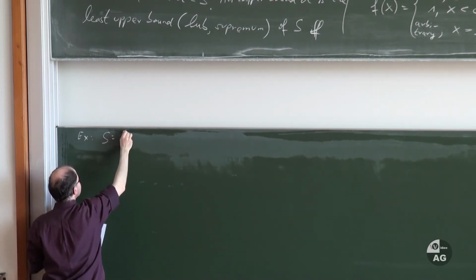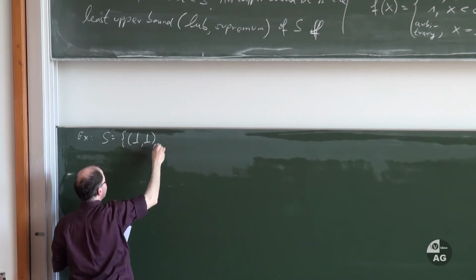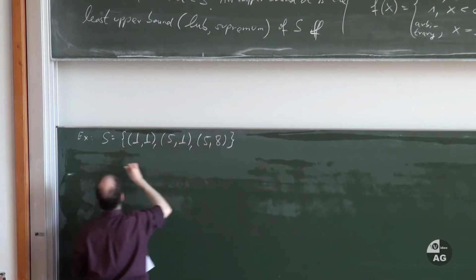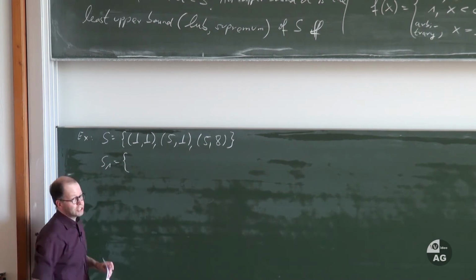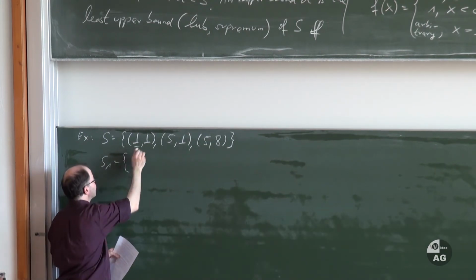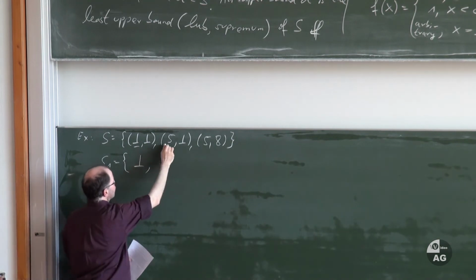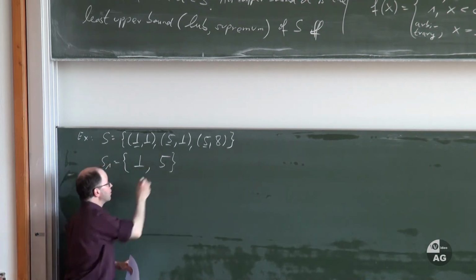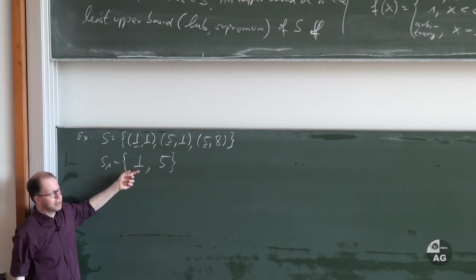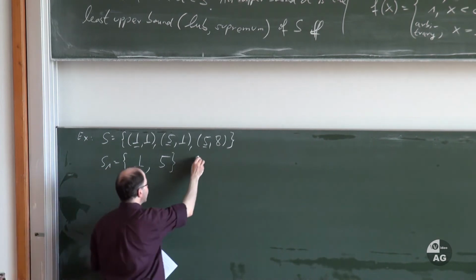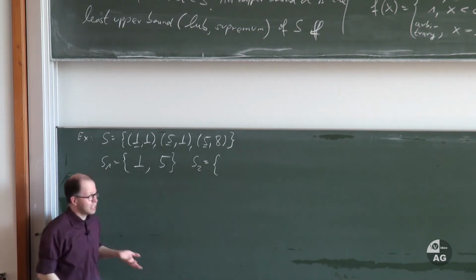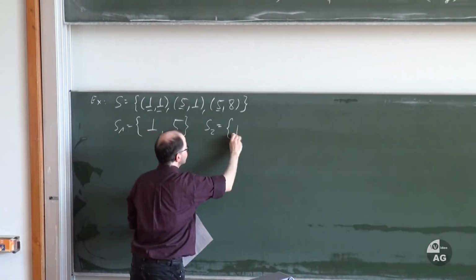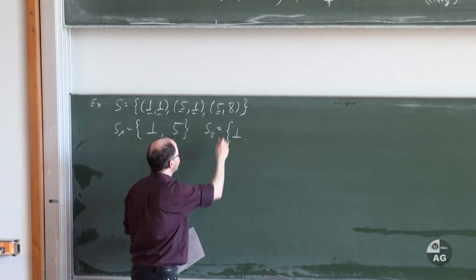Suppose that S is the set of pairs that we had before: (bottom, bottom), (5, bottom), and (5, 8). Then what is S1? Well, S1 is the projection on the first argument. Here the first argument is bottom. Here the first argument is 5. Here the first argument is 5 as well, but we had 5 already in the set. So these are all the components that occur in first components somewhere. And what is S2? It's the projection on the second component, so it contains all elements that occur in the second component somewhere. So bottom. Here's also bottom, but we had that already. And there it's 8.